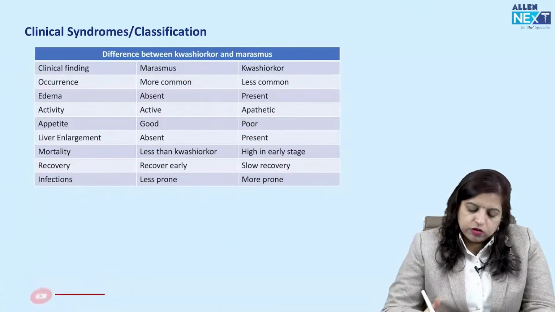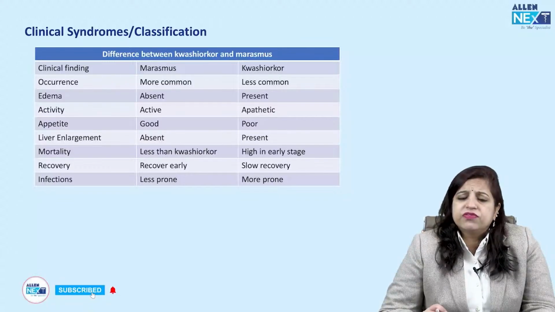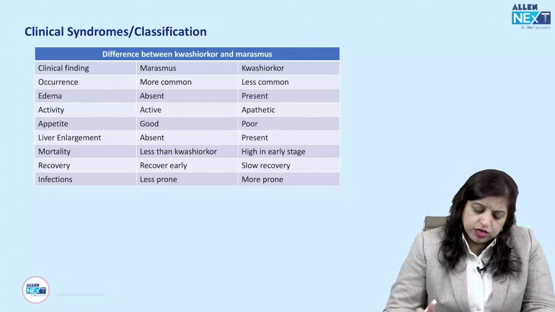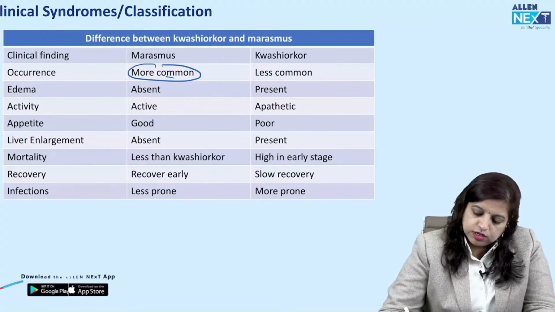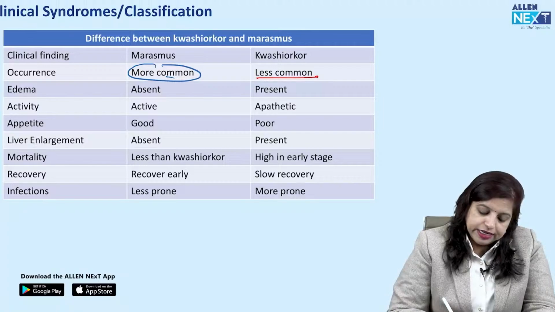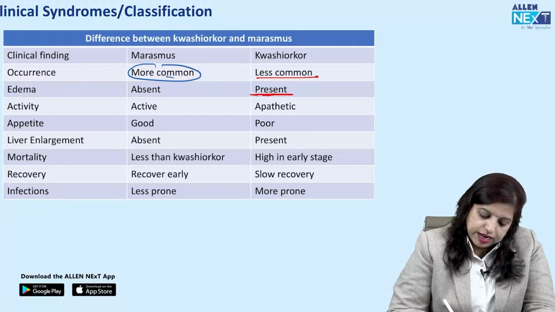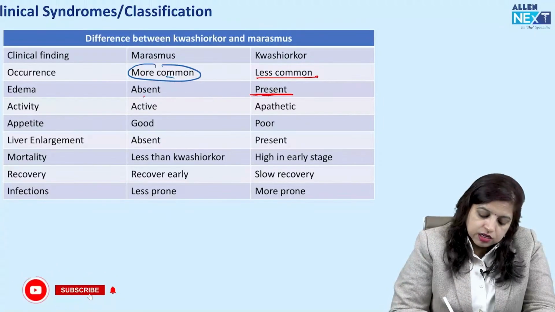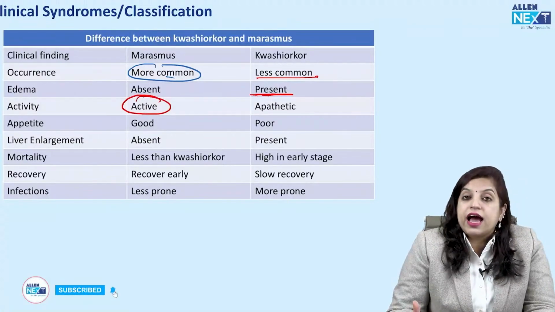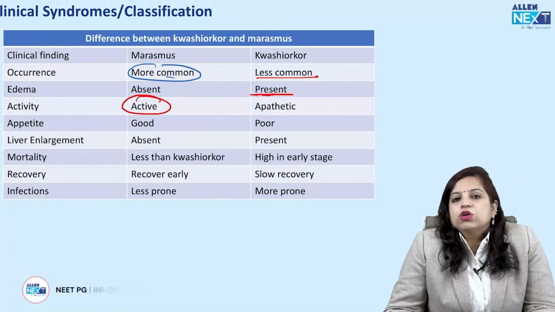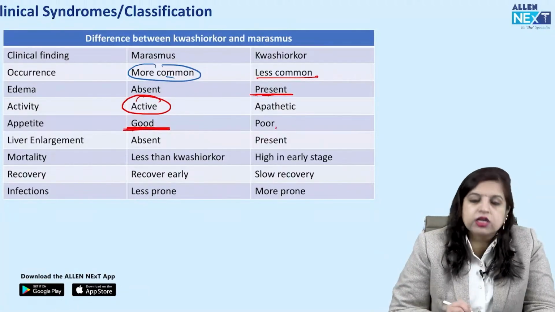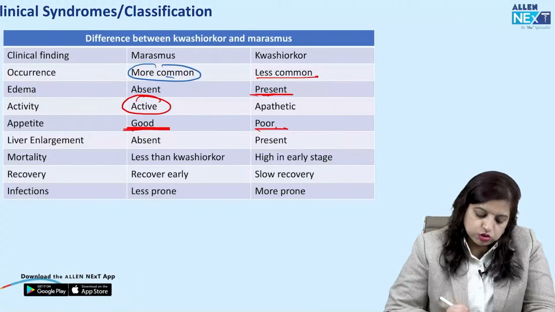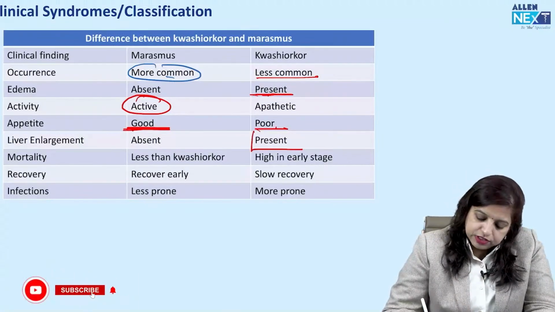Okay, now what are the differences between kwashiorkor and marasmus? Very thoroughly, very nicely you should be knowing. You should know that occurrence of marasmus is more common, kwashiorkor is less common. Thankfully, edema is present in kwashiorkor, absent in marasmus. Activity: the marasmus children are active, while the kwashiorkor children are apathetic and very much irritable. Appetite is good in marasmus, poor in kwashiorkor. Liver enlargement is a feature of kwashiorkor.